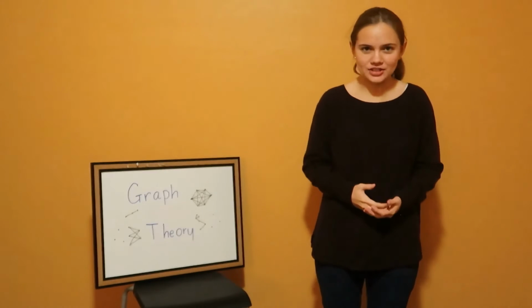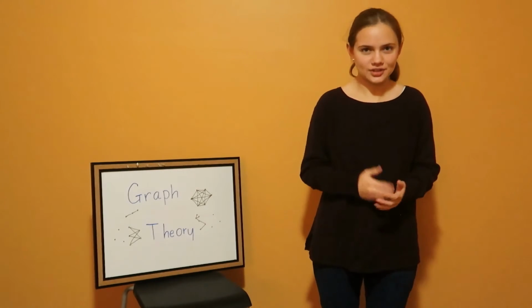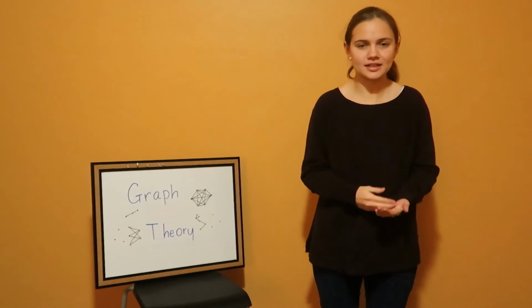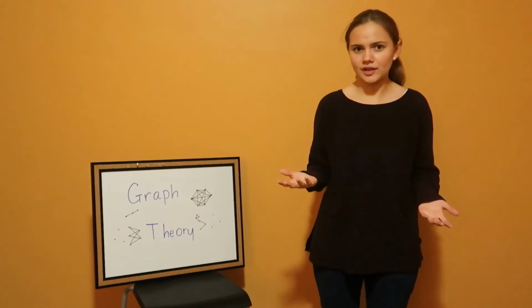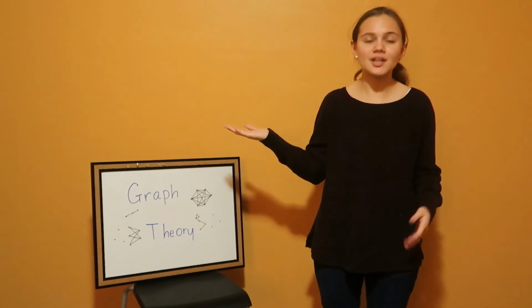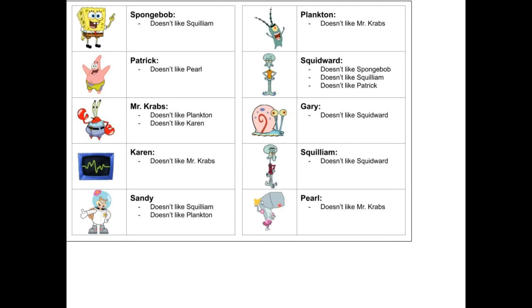Alright, so here's an application. Say you're planning a party at the Krusty Krab. You want to seat people in such a way that no 2 people who don't like each other are seated next to each other. How might you do this? Well, you're given a list of people's least preferable table mates. Let's construct a graph. Here's that list of preferences.